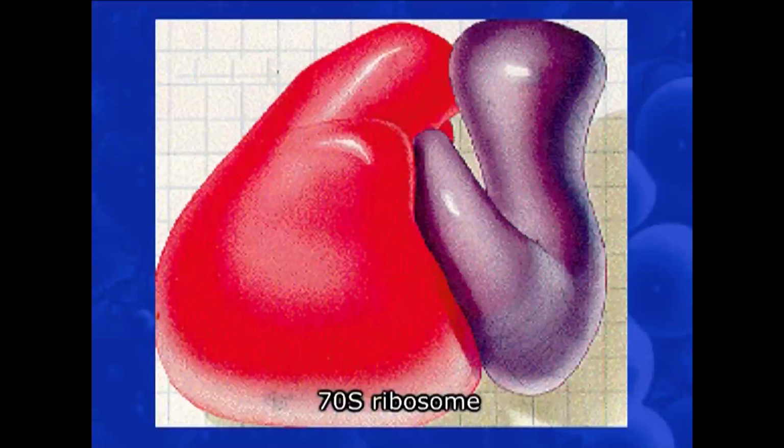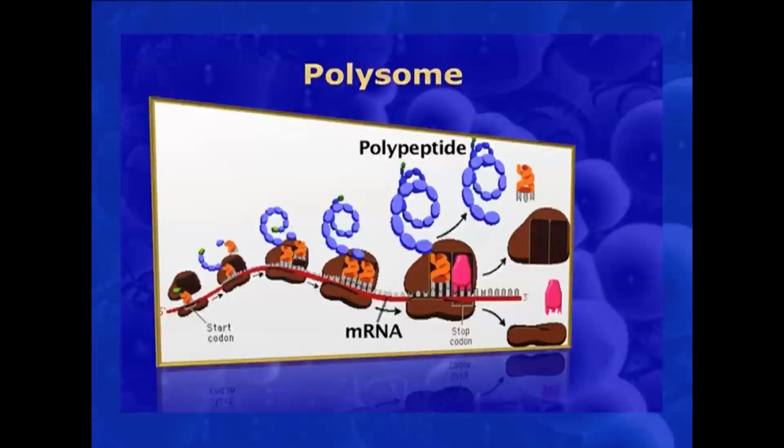We all know the ribosomes of prokaryotes are 70S. In some cases, with one mRNA, several ribosomes are attached together, giving rise to different polypeptides from one mRNA. That is called the polysome structure.